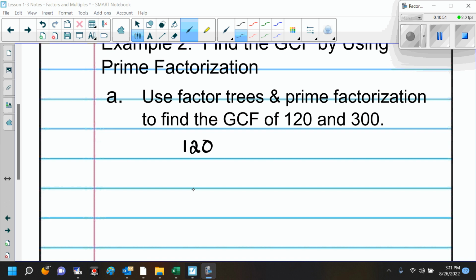So you're going to say, what times what equals 120? You can use any of those factors. I'm going to say 12 times 10. Everybody okay with that? Okay. So 12 times 10. You can use anything that multiplies to get 120. Now, are those prime? No. So we can break it down some more, right? What can I break down 12 to? 6 times 2. How about 10? Is that prime? Nope. I can break that down to what? 5 times 2.